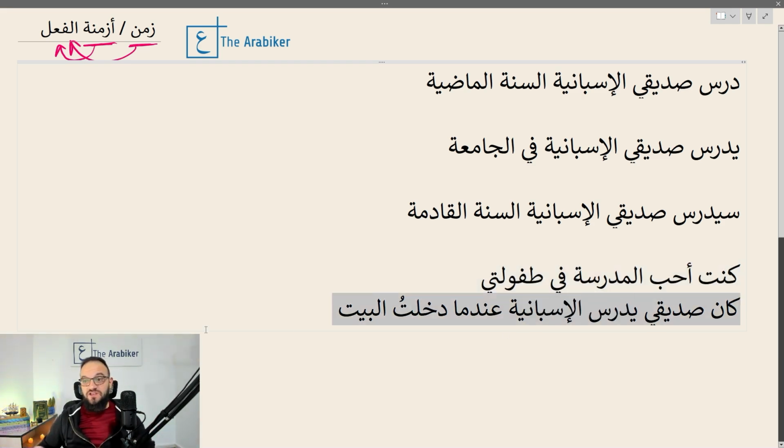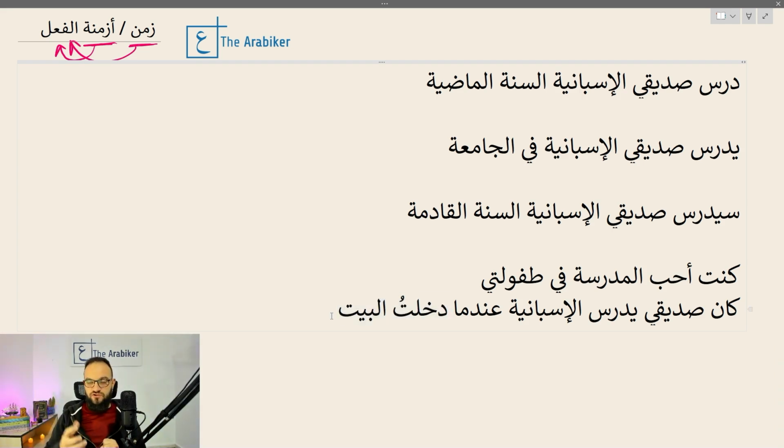While the other sentence here talked about an action that was happening when another action occurred. So my friend was studying. So his studying was the background action, and another action took place, me entering the house. In summary, for this structure, kana and one of its conjugations based on the subject plus فعل مضارع, present form, is used for expressing long past habits or background actions as you saw in these two examples. Now, the other structure that I would like you to learn is this.